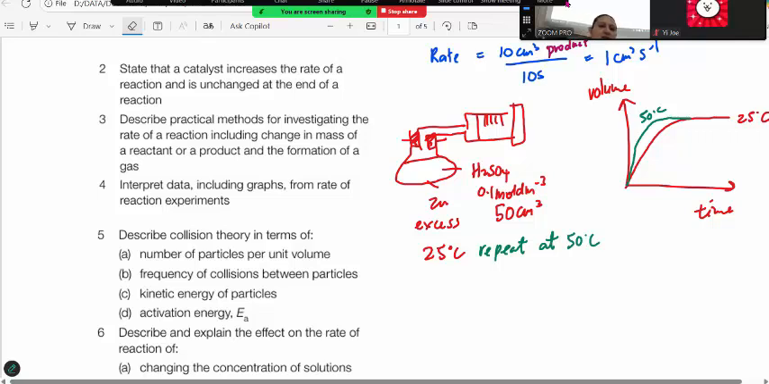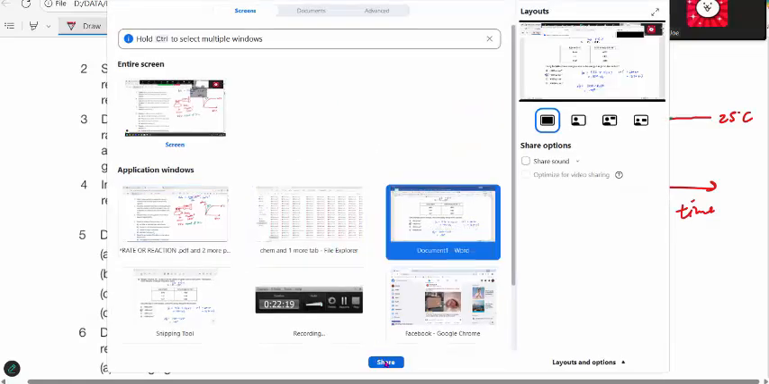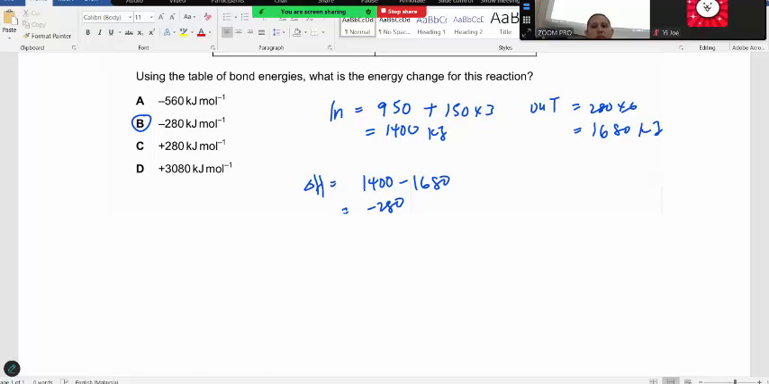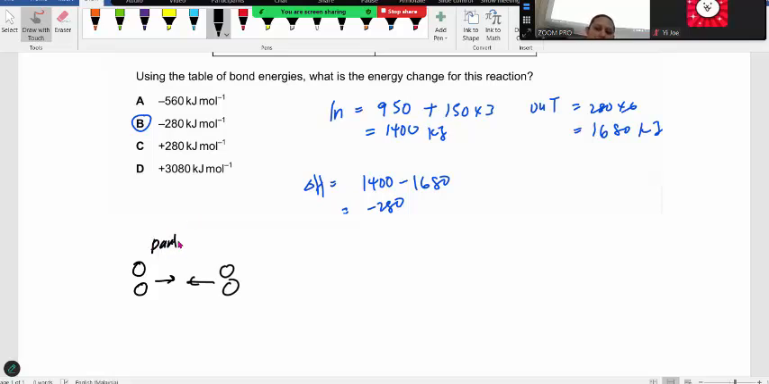Okay, so why is it? In order for a reaction to occur, basically what needs to happen is the particles need to collide. In order for a reaction to occur, particles need to collide. The problem is sometimes they collide with not enough energy.